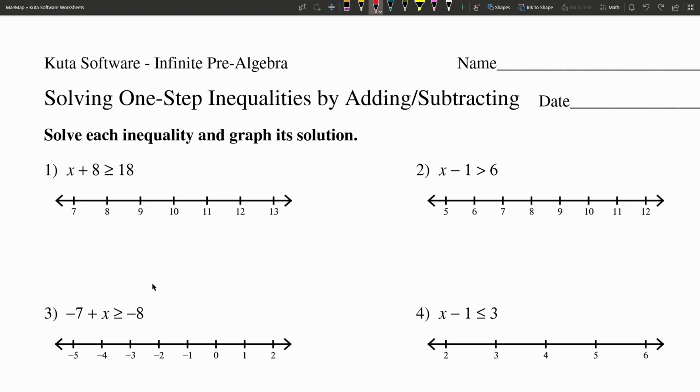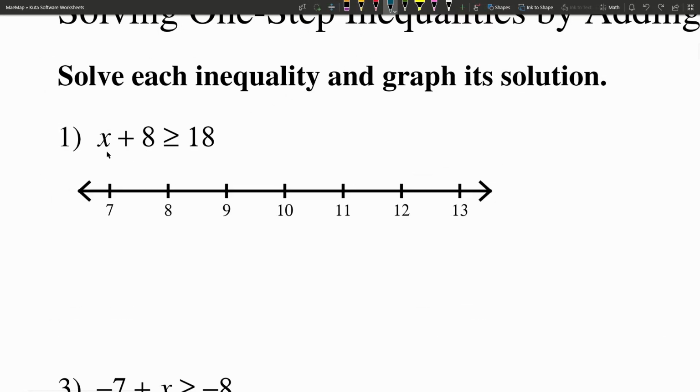What we're going to do is isolate that variable. So let's dive in with number 1. In number 1, we have x plus 8 is greater than or equal to 18. We need to isolate our variable x, and how we do that is we're going to move this 8 to the other side. Because the 8 is added, we're going to need to subtract it in order to get rid of it. A positive 8 minus 8 will give us 0.